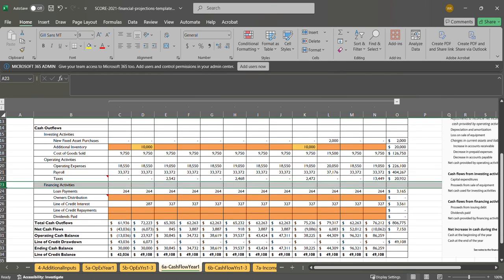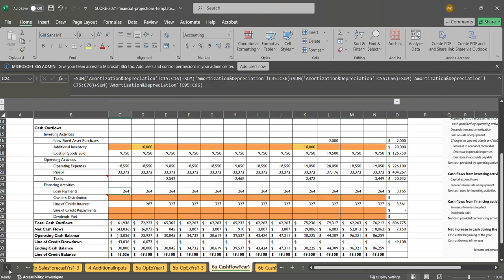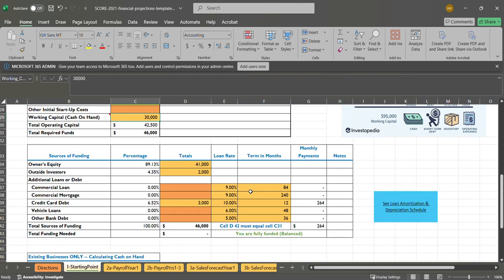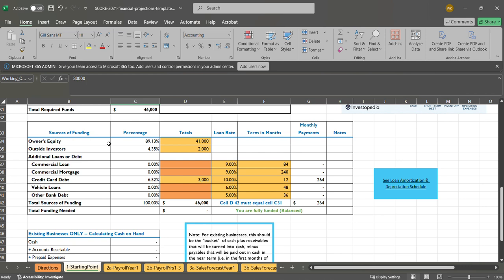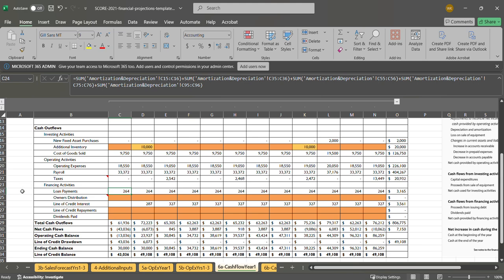And then we move into the financing activities for the business. Now, the loan payments, I believe this comes from Starting Point. So these are the different sources of funding kicking off the business. And so whatever is completed here with the loan rates and the terms is giving us a total monthly payment for these loan activities. And this number is going to the cash flow. So you're going to have to pay down your various loans here.